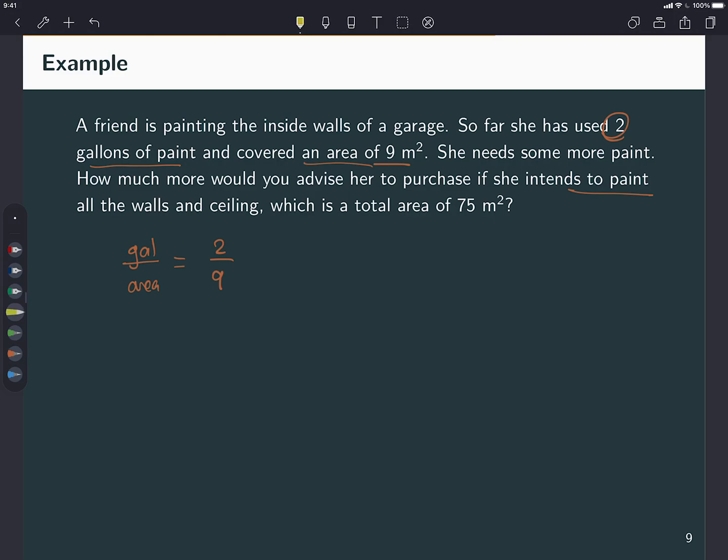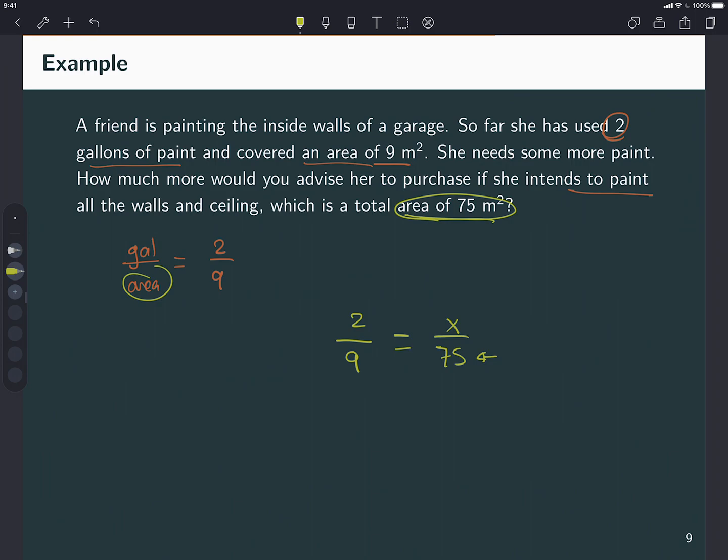So the equation I need to write is like 2 over 9 is equivalent to a fraction of how much paint she needs to purchase. That's the x quantity divided by the area, which is 75, right? The area is in the bottom, so that's why it goes in the bottom here. So the ratio is gallons in the numerator, area in the bottom. So there you go. It's very simple.